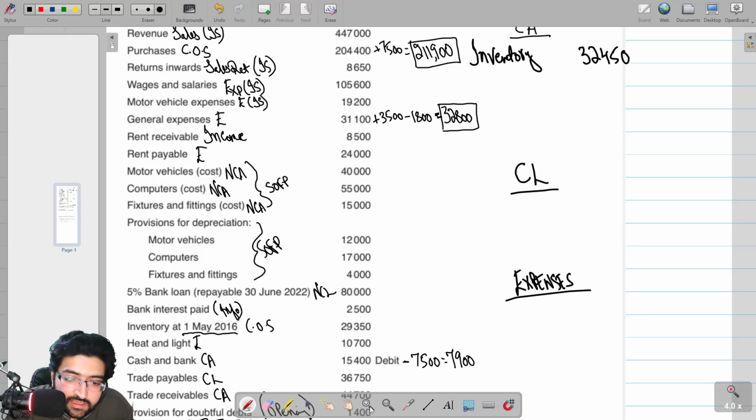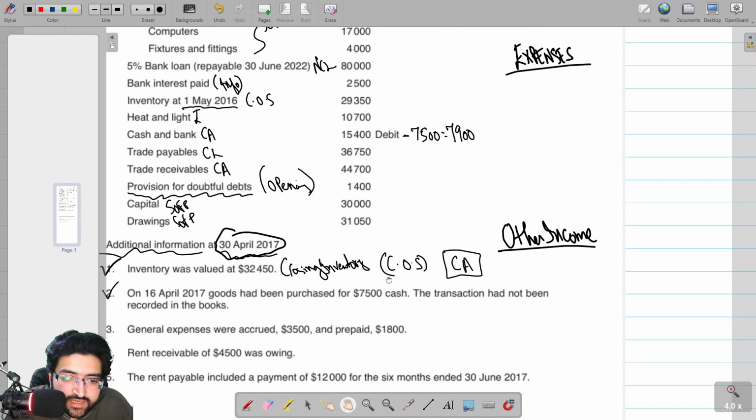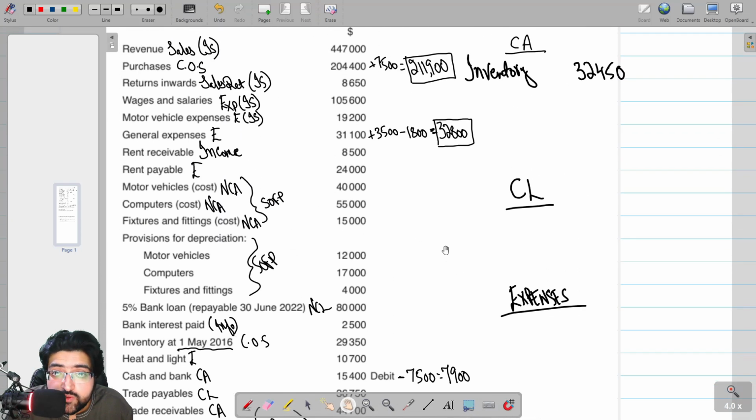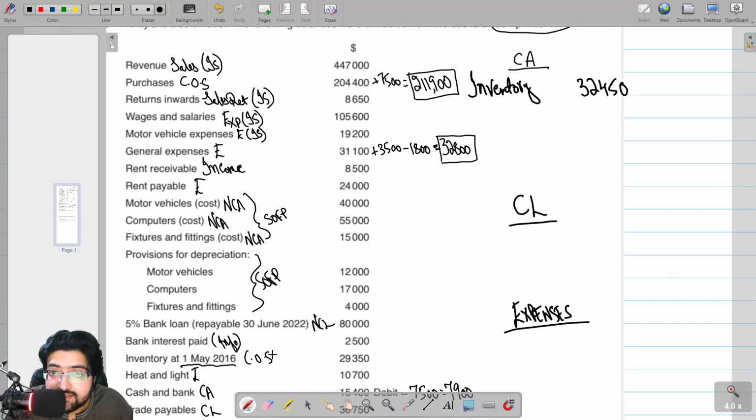Okay. Now let's see what else. I have also told you that any accrued expense is a current liability. So we can write here general expenses accrued, and you know the accrued amount was 3,500.